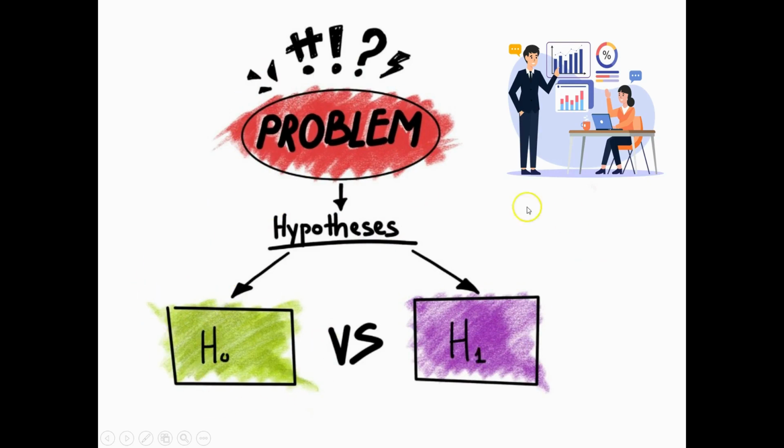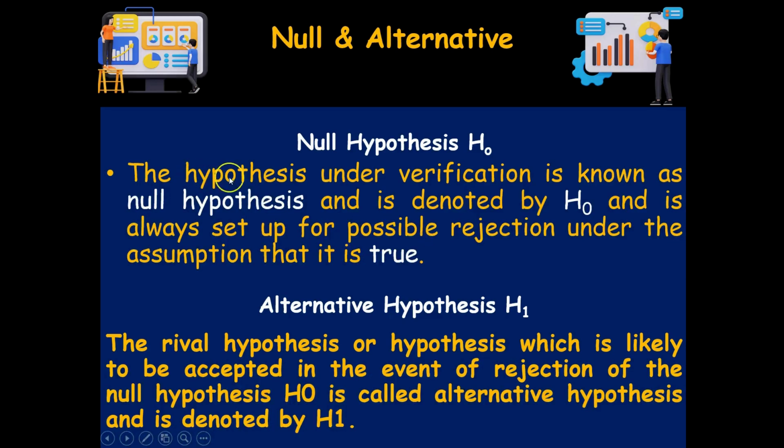Now there are two types of hypotheses involved in testing of hypothesis. One is the null hypothesis, denoted by H0, and its rival hypothesis, known as H1. The null hypothesis is the hypothesis under verification, denoted by H0, or we can say a hypothesis which is tested for its possible rejection, or a hypothesis of no difference. The rival hypothesis, the one likely to be accepted in the event of rejection of the null hypothesis, is called the alternative hypothesis.